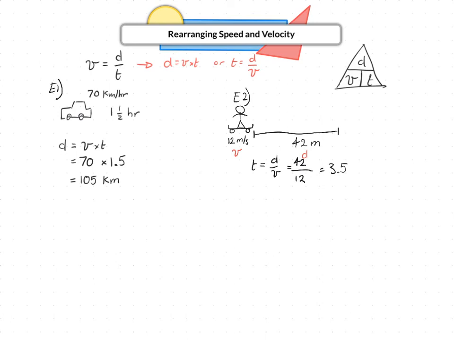All right, so 3.5. 3.5 what? Well, our speed was in meters per second, and then we had a distance of meters. That means we're left with the seconds bit, so that's going to have to be 3.5 seconds. So again, be careful of those units. Make sure that they match up.